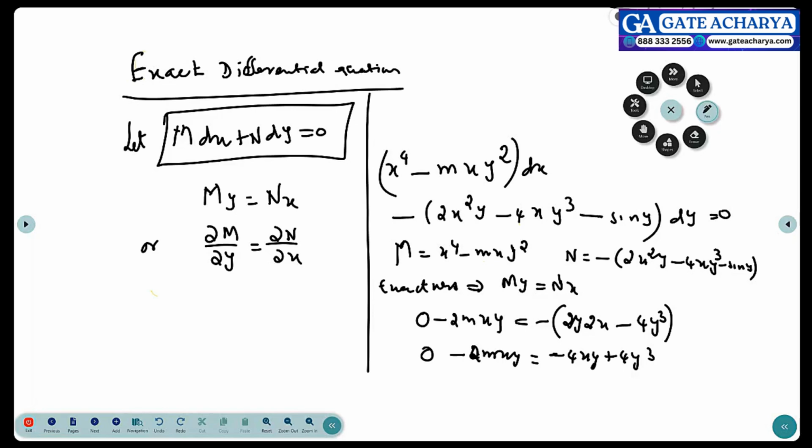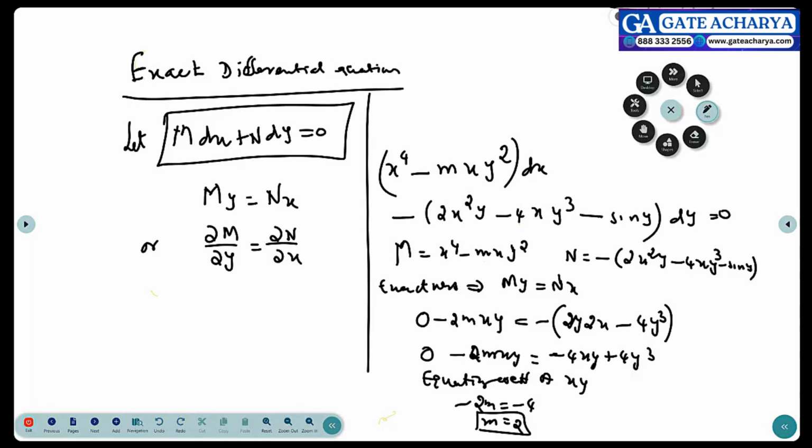Where is m? In the coefficient of xy. So it is enough to equate the coefficients of xy. Equating the coefficient of xy, here minus 2m, that side minus 4. Therefore m is equal to 2.